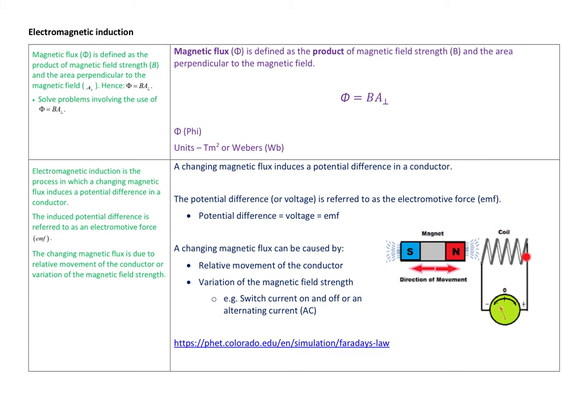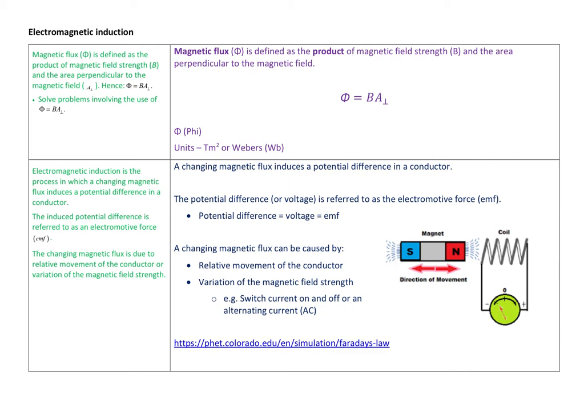So in this case, if the coil is our conductor and that moves relative to the magnetic field of the permanent magnet, that will induce a current. Or if we move the magnet with respect to the coil, it's the same thing. That's why we use the word relative. That will cause a changing magnetic flux, which will then induce a potential difference.